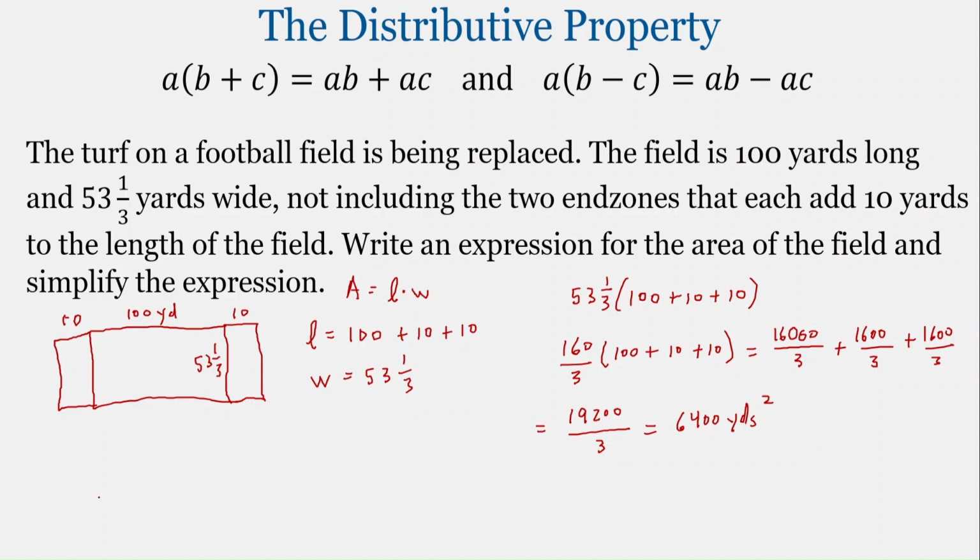We could have also done this with order of operations. So we have 53 1/3 times 120. Convert this into our improper fraction. We have 160 over 3 times 120. We'll do this as 120 over 1. This cancels out here. We have a 40. Now we have 160 times 40. And once again, that's 6,400 yards squared.